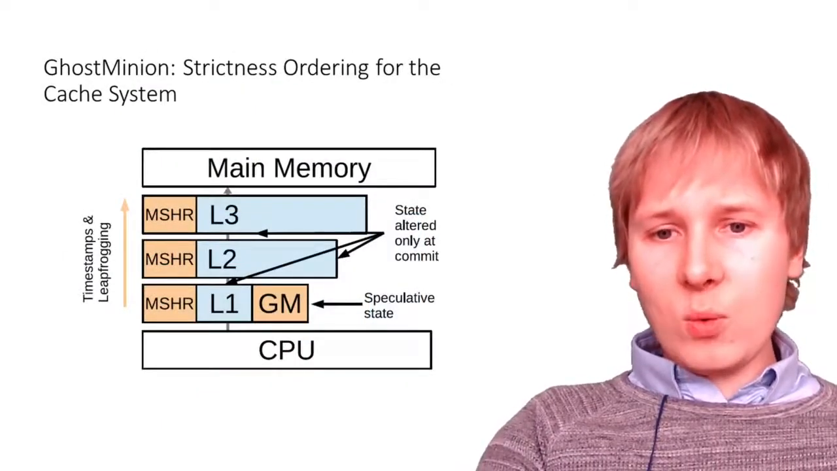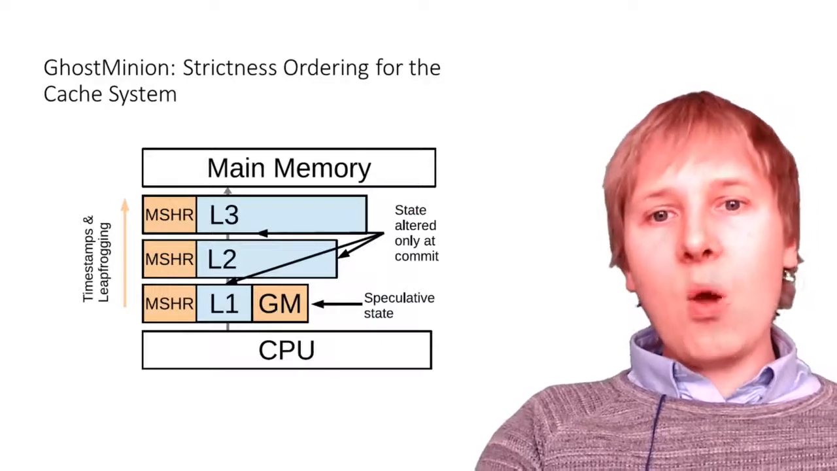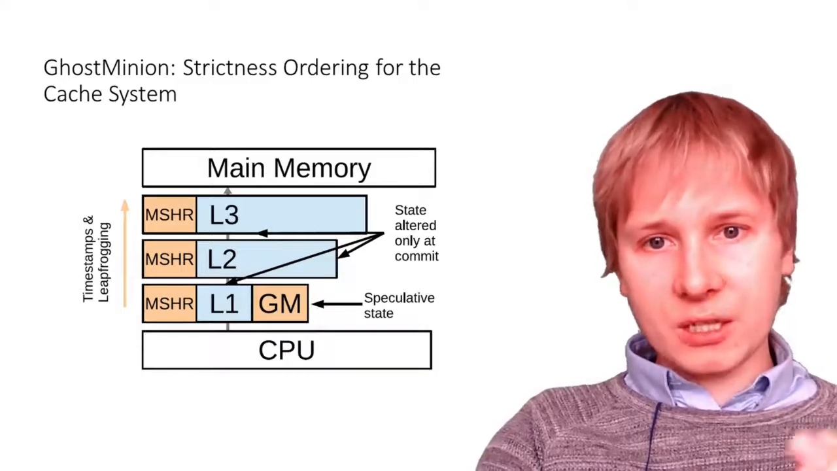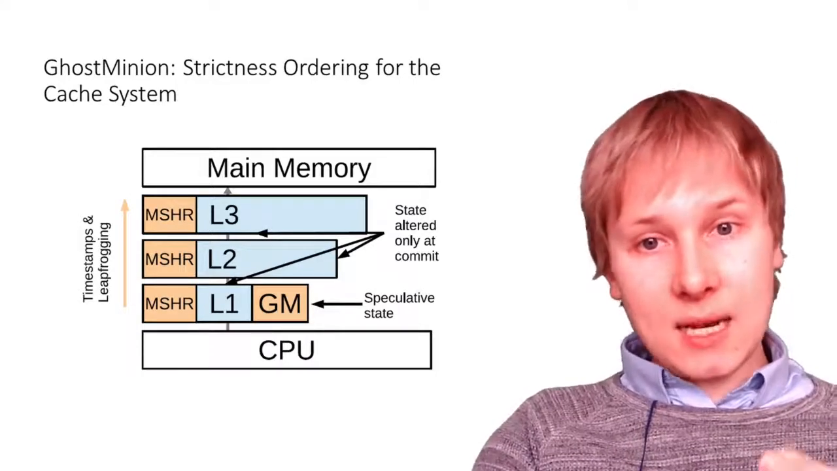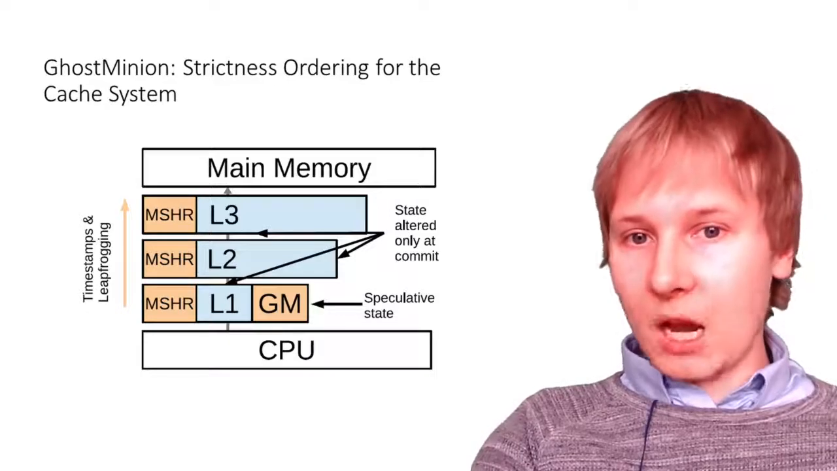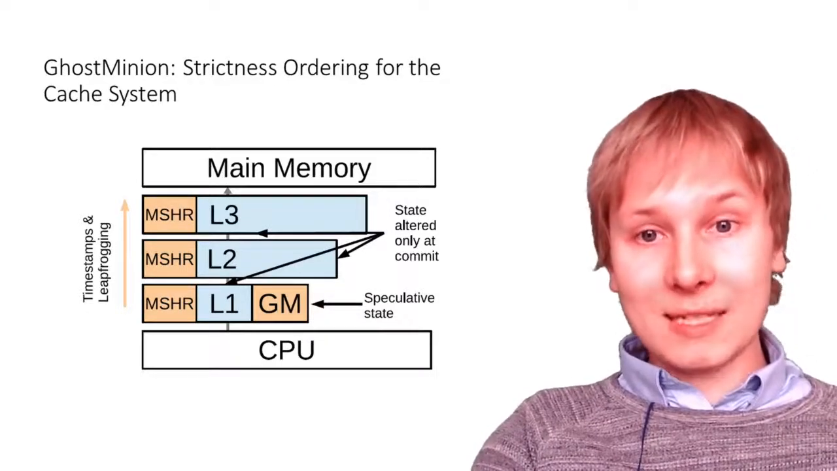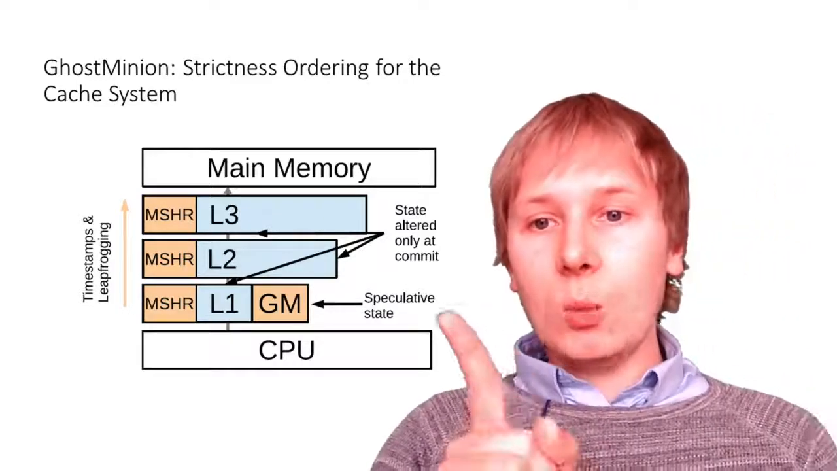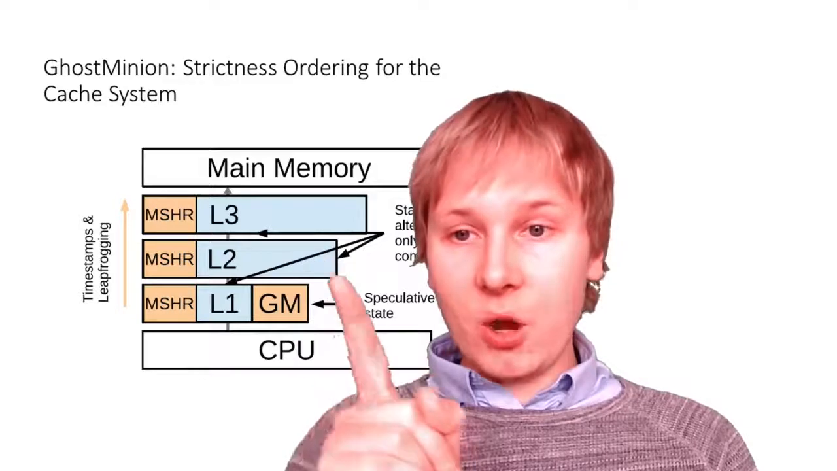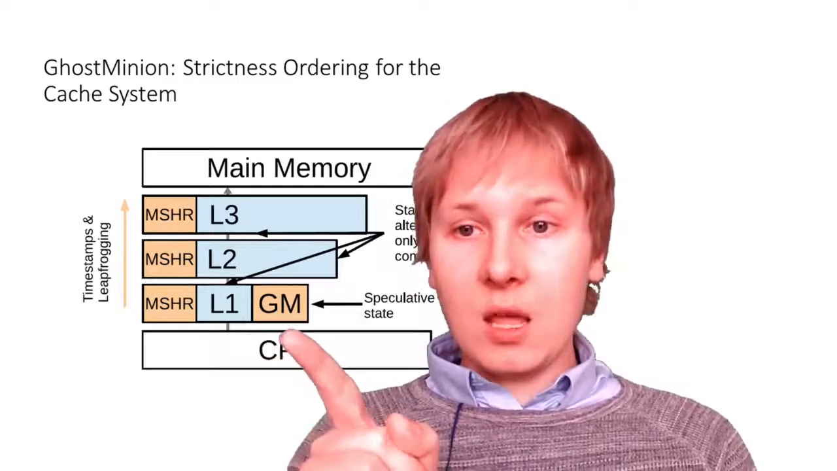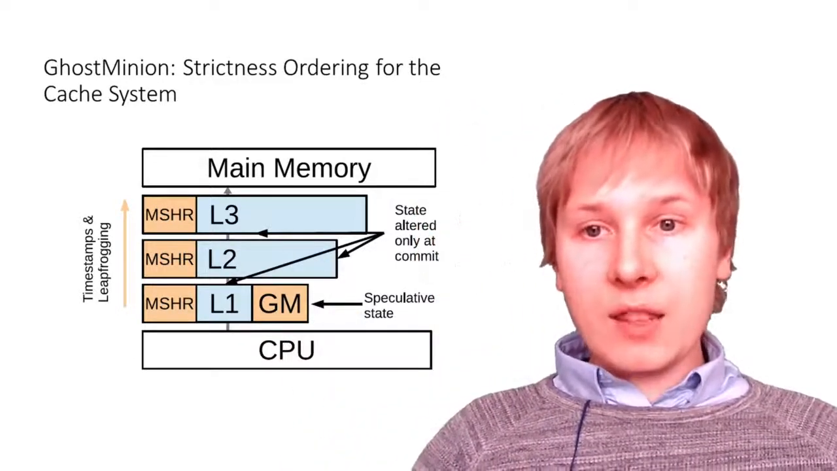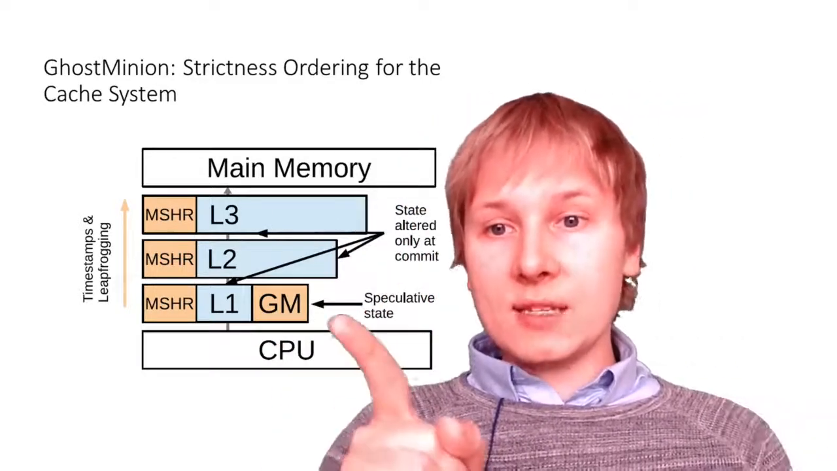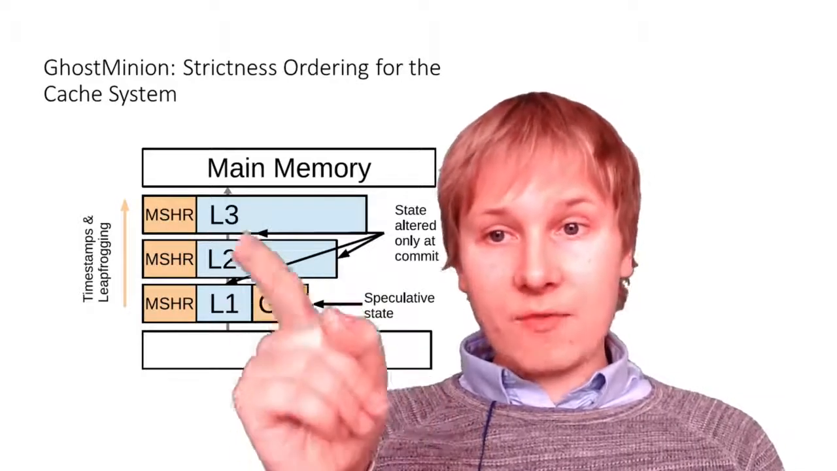Okay, and how we translate that into hardware is via what we call the GhostMinion. So this is providing strictness ordering for the cache system. You technically need strictness ordering in an entire system, but we demonstrate it here on the cache system and show how that applies to other parts of the system later. And what we do is, to a first order approximation, we keep all speculative state inside this GhostMinion here, this attachment to the L1, and each core has one. And there is no speculative state in the L1, the L2, or the L3. So this is non-inclusive, non-exclusive with respect to the rest of the cache system.